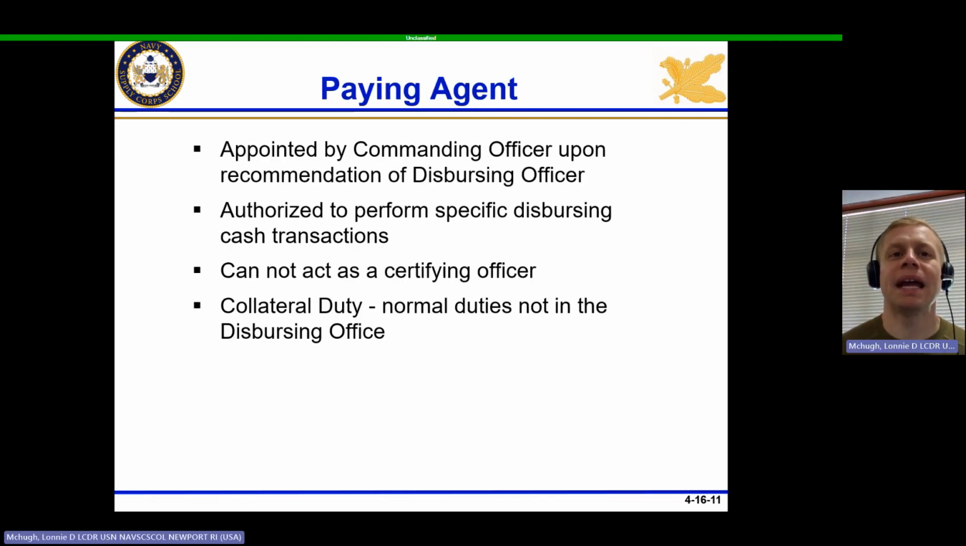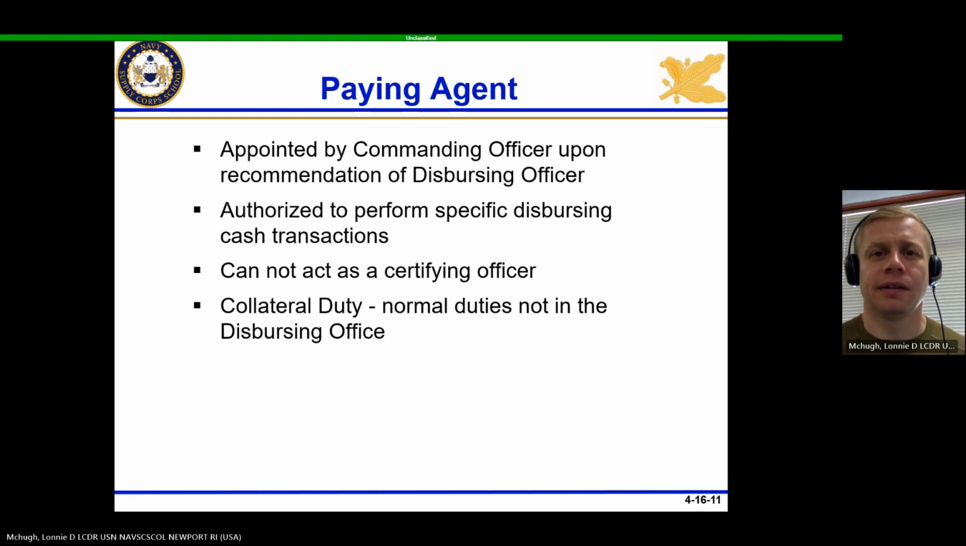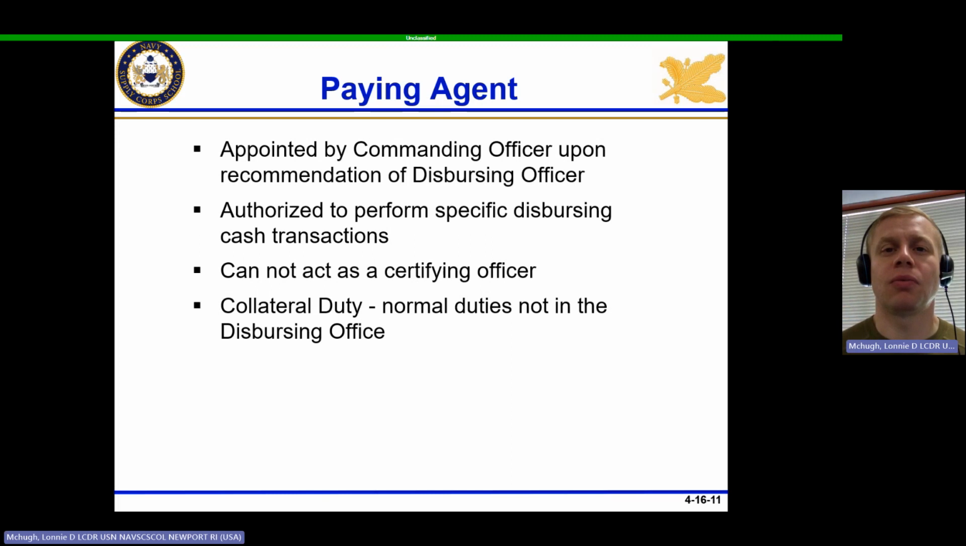Our next agent is the pay agent, and this is appointed by the commanding officer upon recommendation of the dispersing officer. Again, the dispersing officer will recommend specific tasks for them to be able to do. They cannot act as a certifying officer, so they cannot sign off on disbursements because they are the one doing the disbursement. So that would be a conflict of interest. And this is typically a collateral duty.